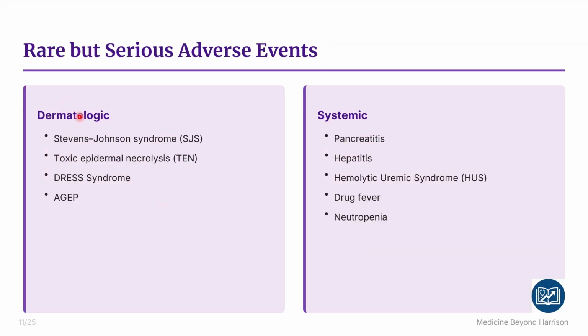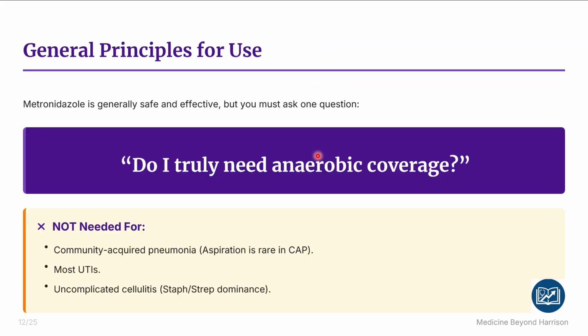Other rare but serious effects are Stevens-Johnson syndrome, toxic epidermal necrolysis, Reye's syndrome, and AGEP. Systemic effects can include pancreatitis, hepatitis, hemolytic uremic syndrome, drug fever, neutropenia, and so on. It is one of the more toxic drugs because of its mitochondrial toxic free radical production. It can lead to all these adverse side effects, which can be explained by the mechanism of its action.